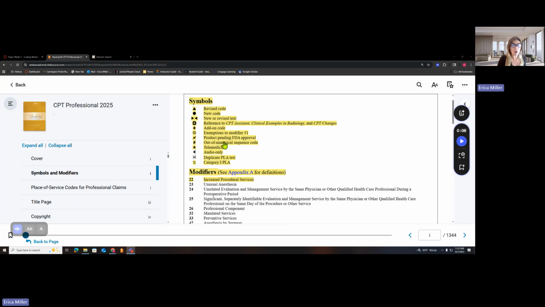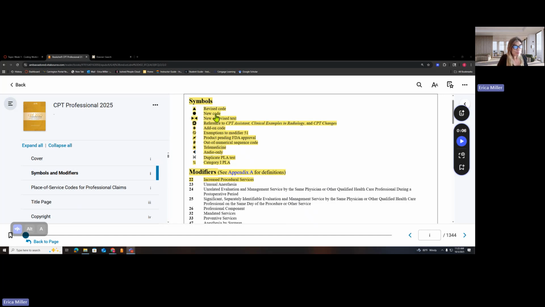listed throughout your book. Symbols aren't codes, right? But they are guides for you as a coder, to know what it means if you see this next to your code. For example, when it says revised code, that's just telling you as a coder, hey, this used to have a different description, and now it has been revised. Sometimes it's a little more clarity, maybe more anatomic detail, or more services are grouped to a single code. It doesn't affect your coding. It's just saying there have been some revisions to this code.